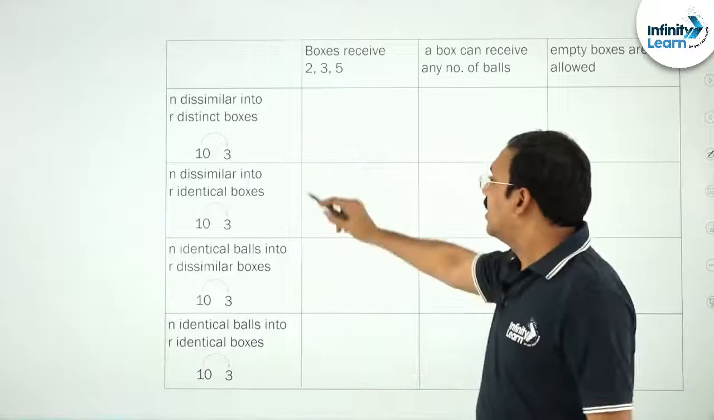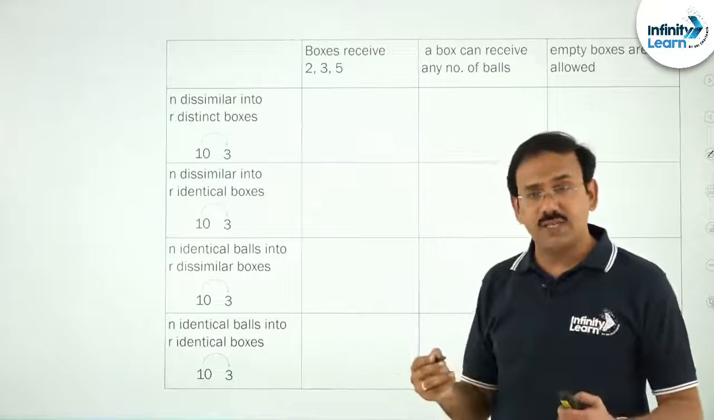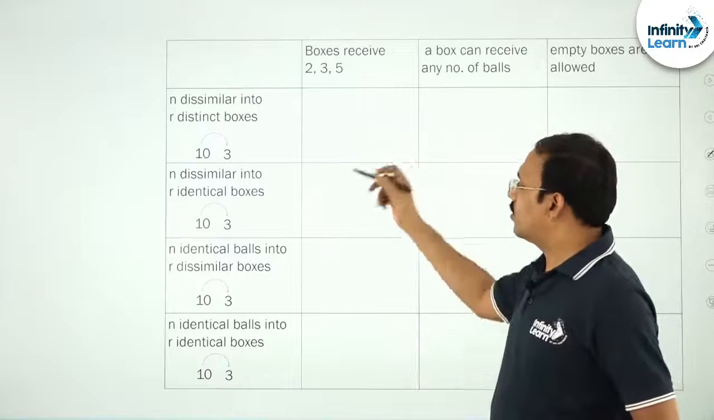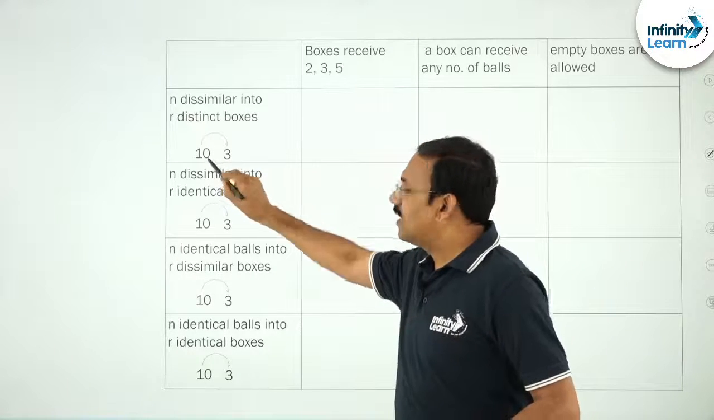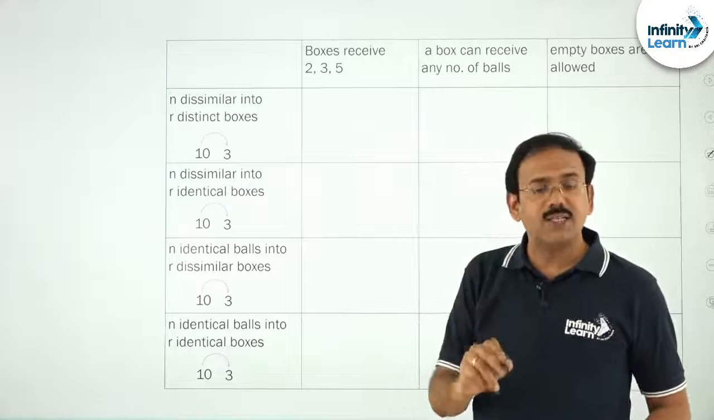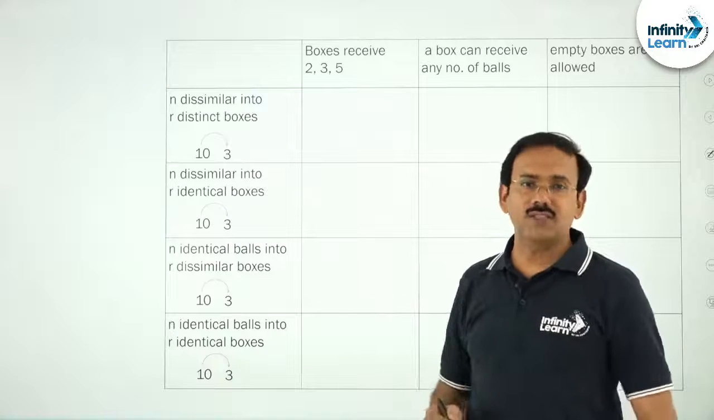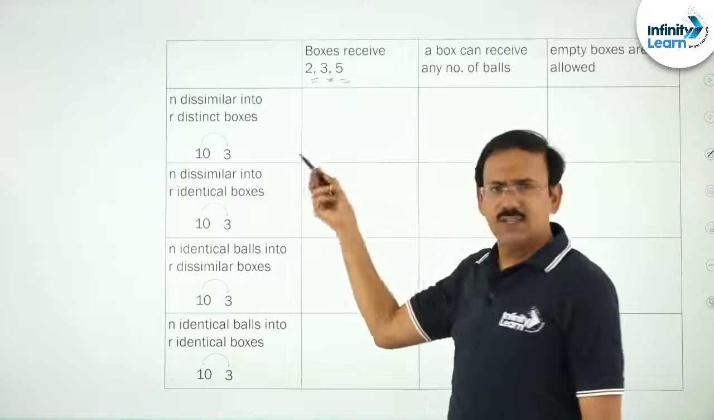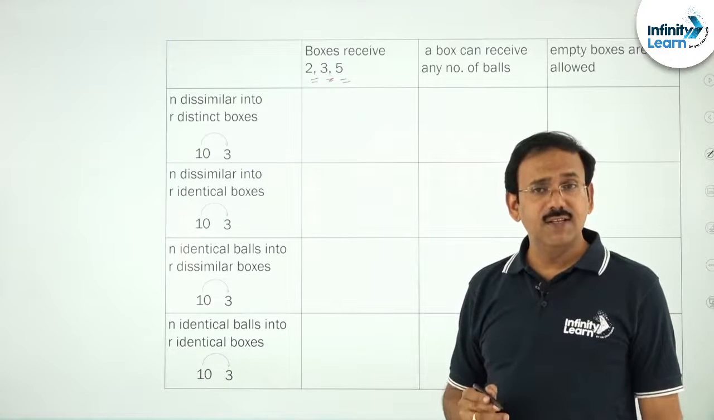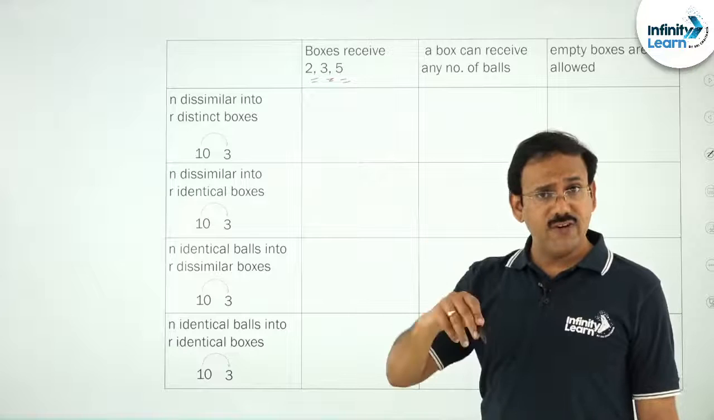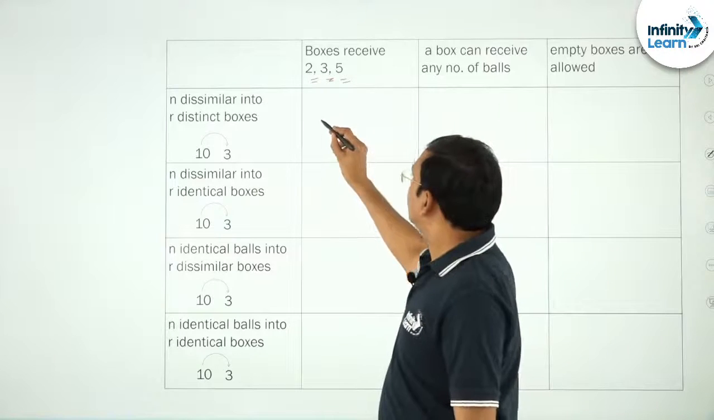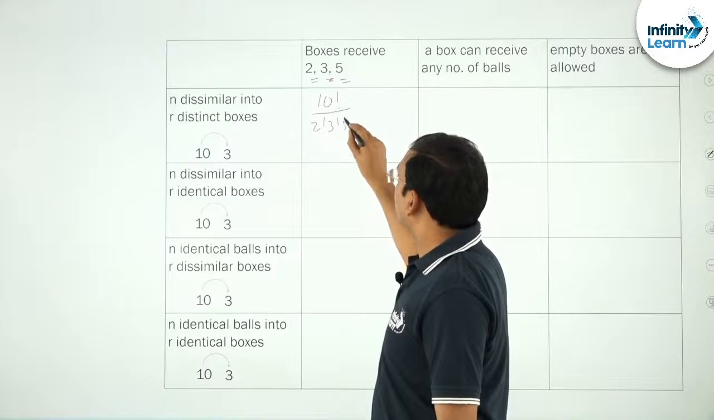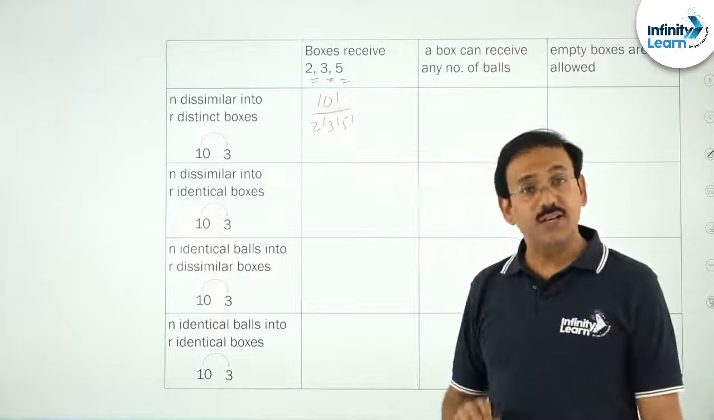This one, n dissimilar objects I want to divide into 2, 3, 5 and distribute. For example, 10 dissimilar objects are to be distributed into 3 boxes, where the boxes receive 2, 3, 5. Just now we have seen, first you divide, then distribute. Divide, friends: 10 factorial by 2 factorial into 3 factorial into 5 factorial.